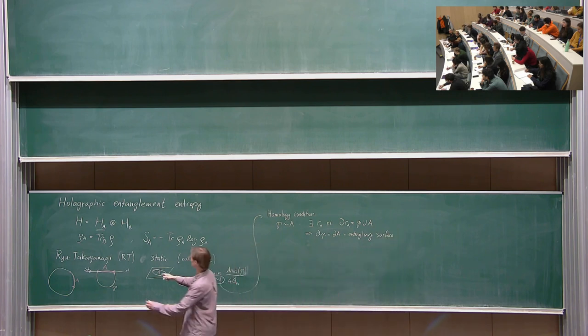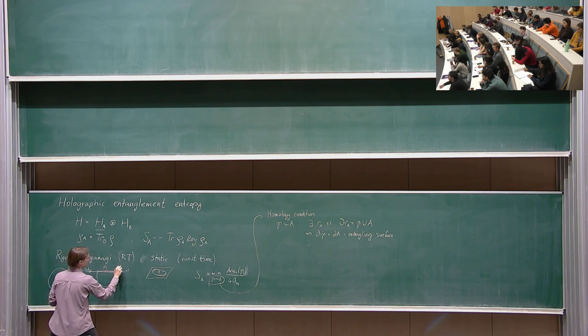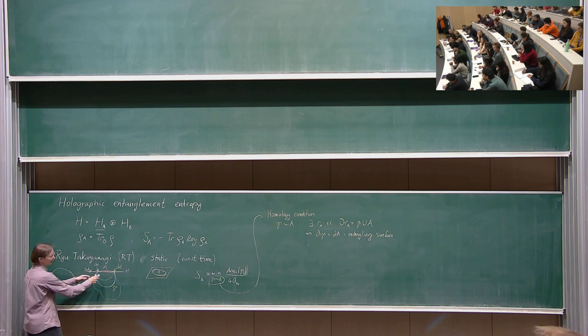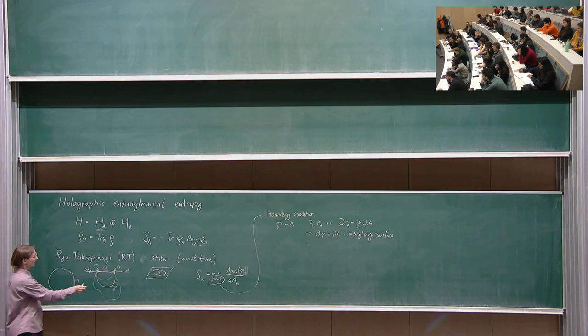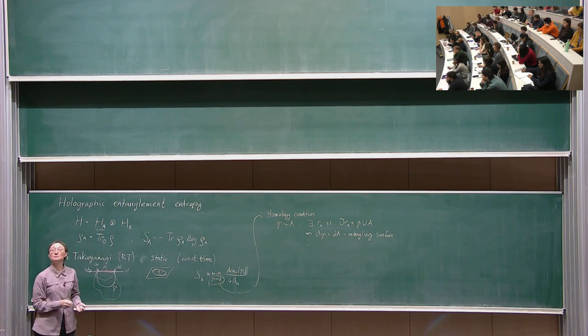Okay, so out of all the surfaces that are anchored on this entangling surface, you can take anything like this. What you cannot take is something that doesn't end here or has pieces that end somewhere else. Out of all such surfaces, you want to take the globally minimal one, the one that has the smallest area.